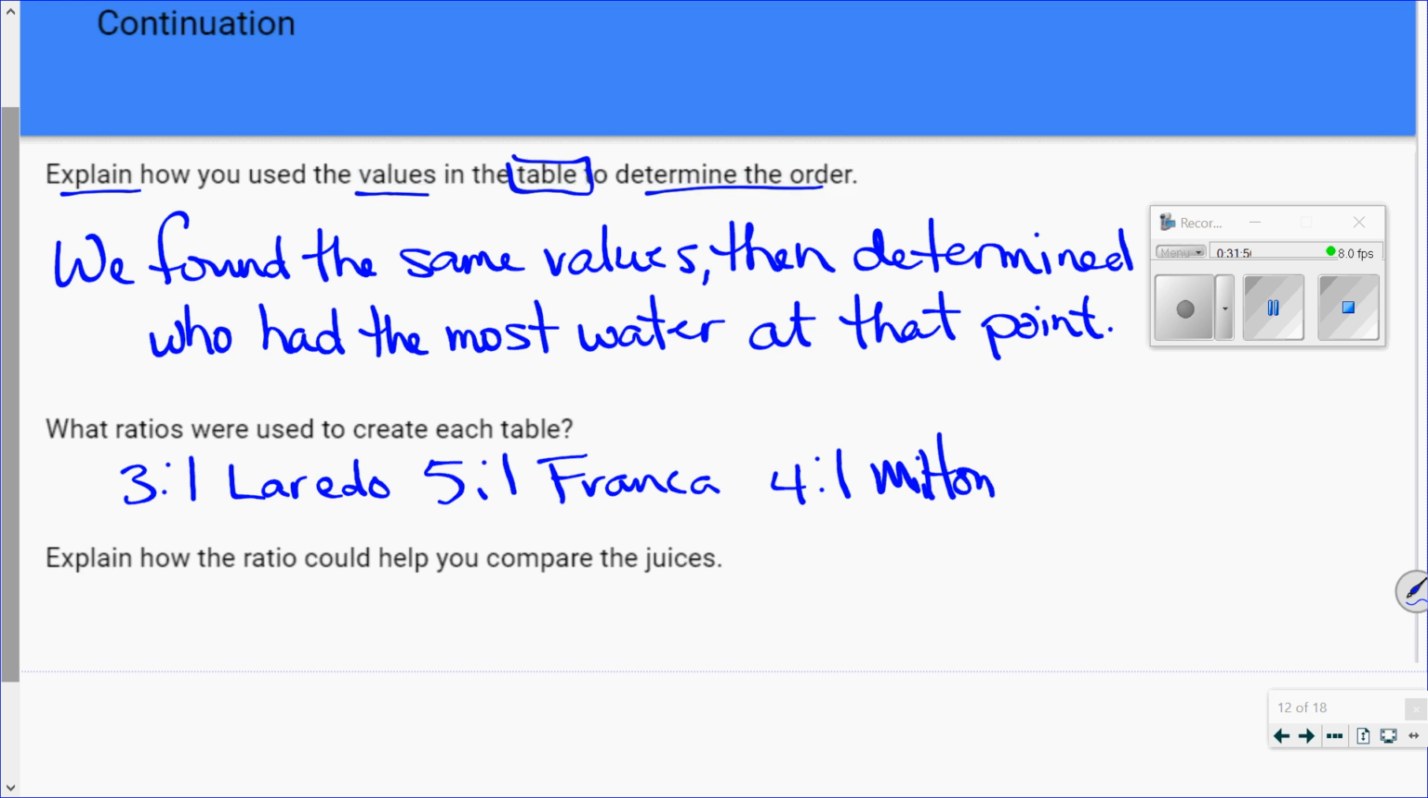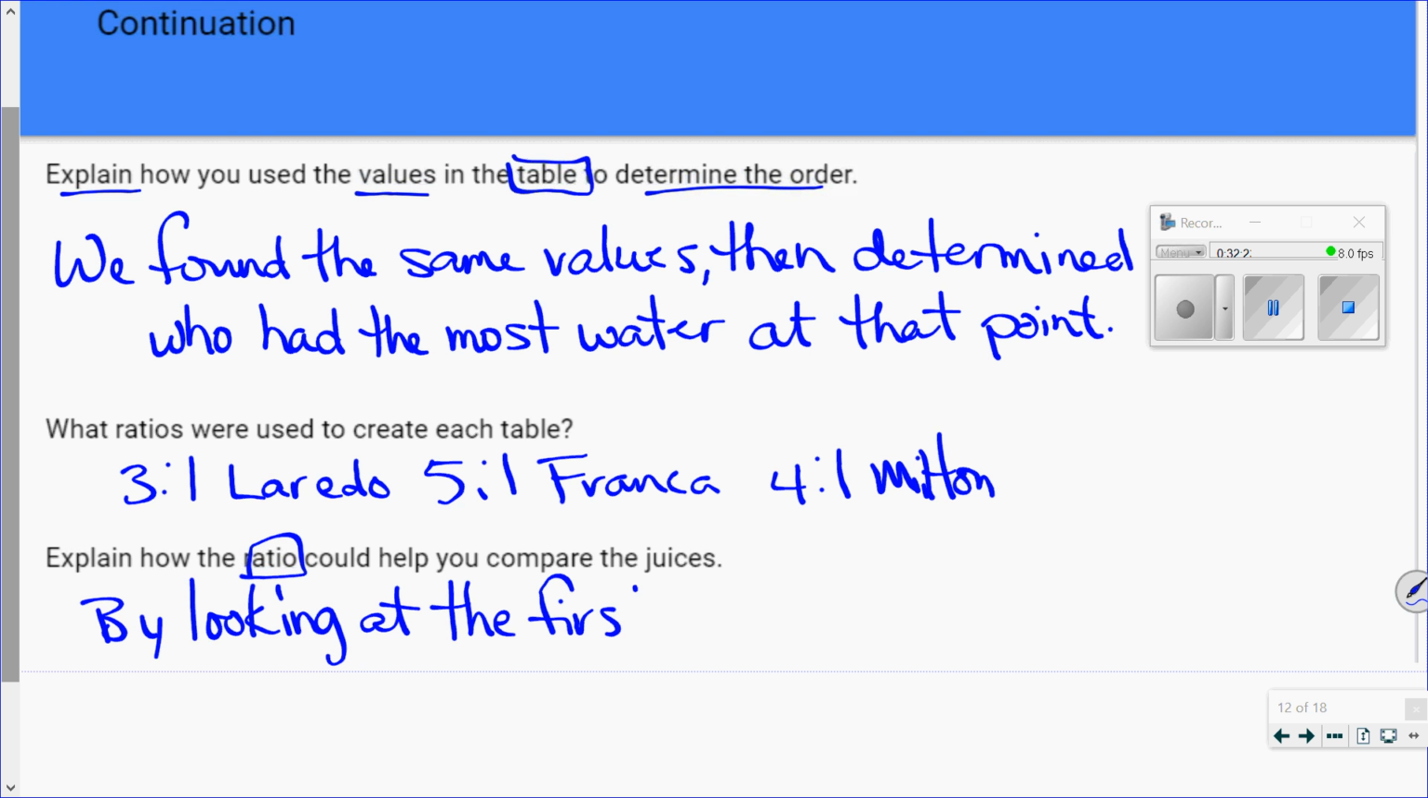Okay? So how could the ratio help us compare the juices? Someone other than, there you go. Alexander? By looking at the first number. Good. By looking at the first number, which represented what? Good, the water. Okay, you got all that written down? Okay.